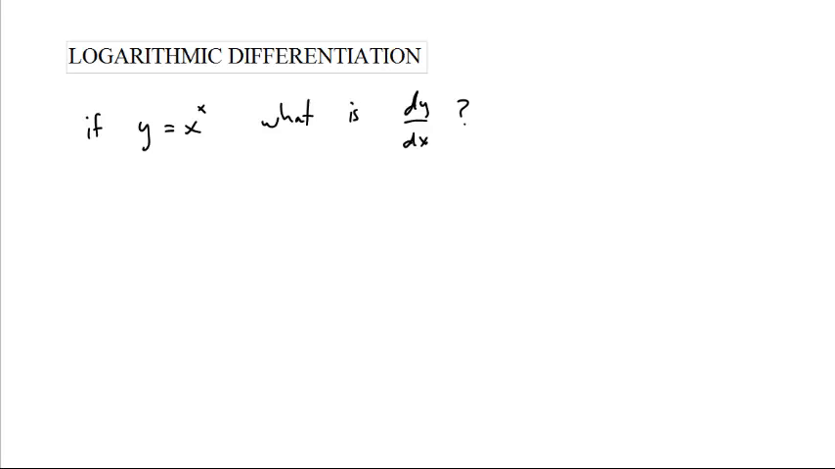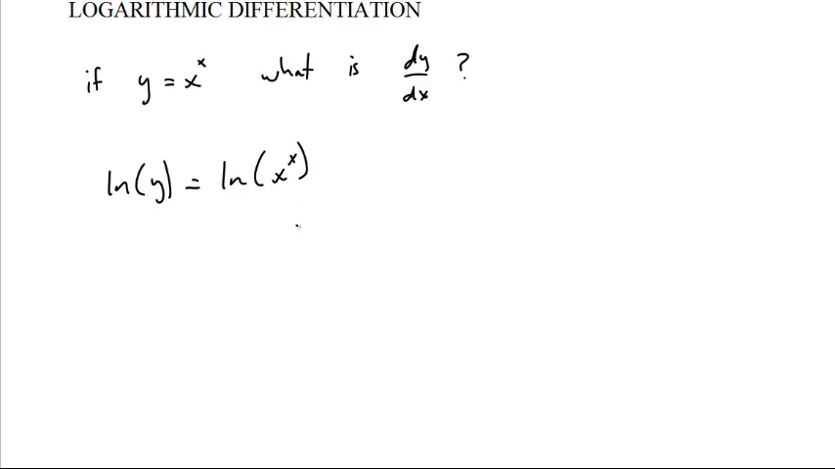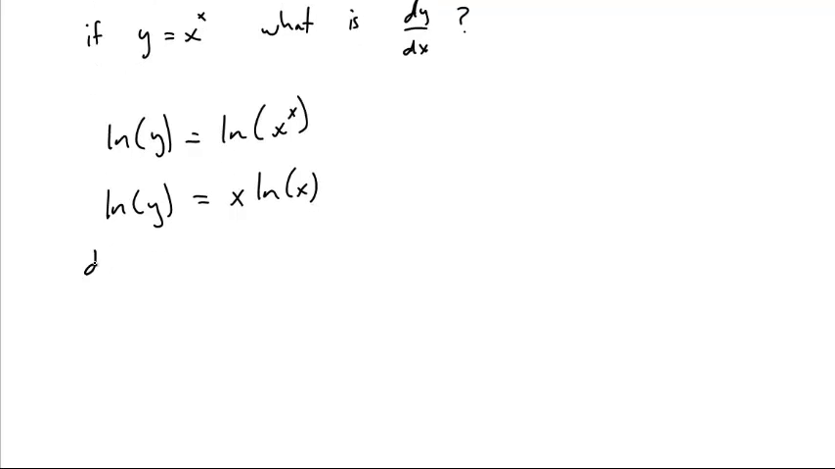What do we do? We take the natural log of both sides. We say the natural log of y is the natural log of x to the x, and that enables us to pull that exponent down. Logarithms are what you do when exponents are bugging you. You bring this x out front, x times the natural log of x. Now we can use implicit differentiation.